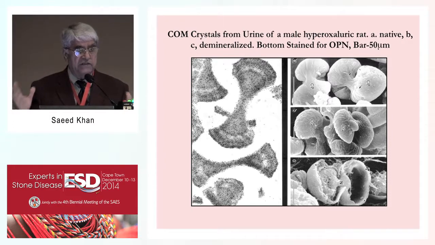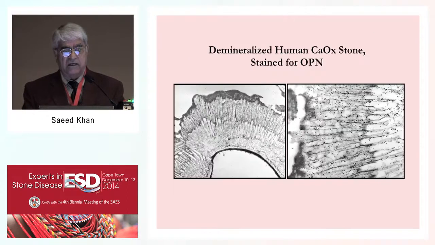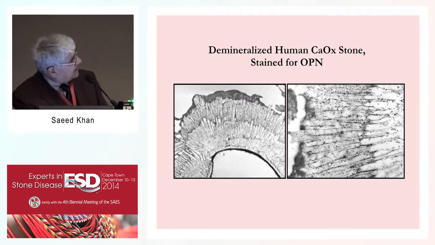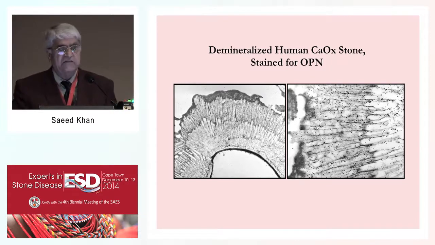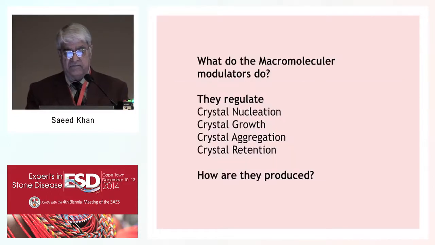But the role of these, whether it is a risk factor or just the opposite, or whether they are trying to control the growth, that is up to us to decide later on. Here is again a demineralized human kidney stone. You can see this is all osteopontin staining. But this area, which is on the surface, that's where the Tamm-Horsfall protein and albumin is. Albumin and Tamm-Horsfall protein do not become incorporated in the matrix inside the crystals.